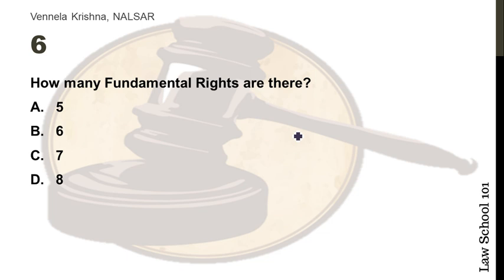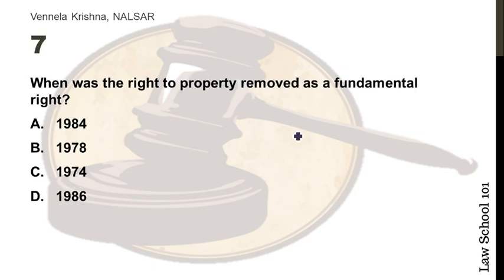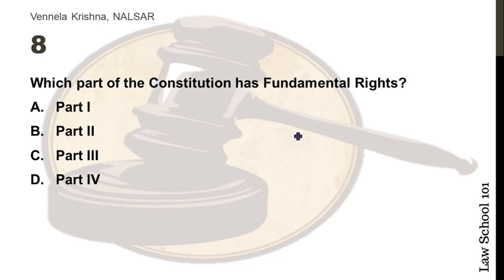Question number 6. How many fundamental rights are there? A. 5, B. 6, C. 7 and D. 8. Question 7. When was the right to property removed as a fundamental right? A. 1984, B. 1978, C. 1974 and D. 1986. Question number 8. Which part of the Constitution has fundamental rights? A. Part 1, B. Part 2, C. Part 3 and D. Part 4.